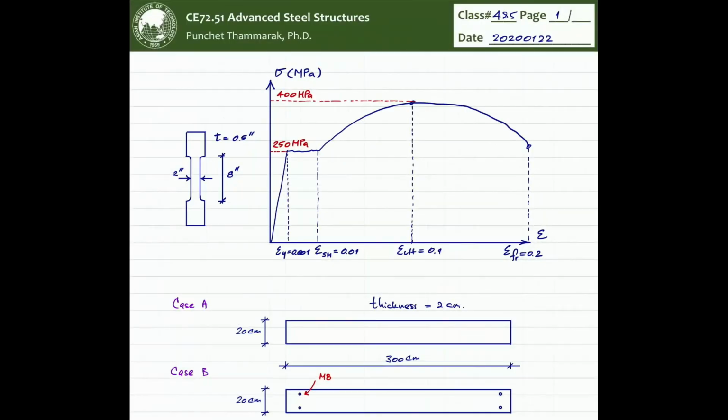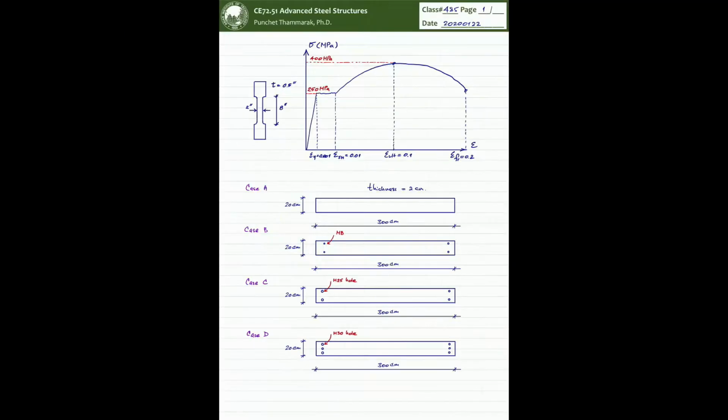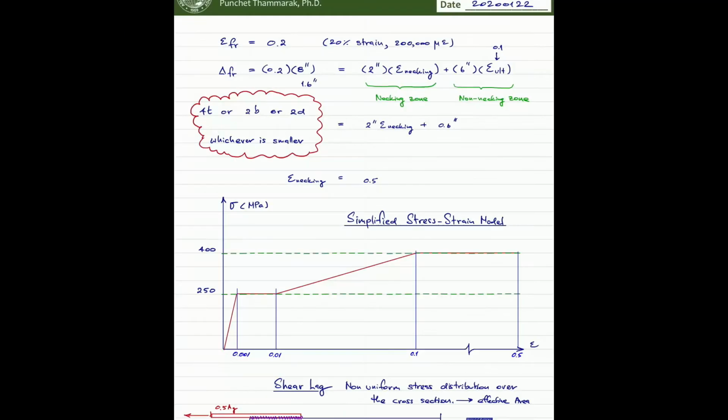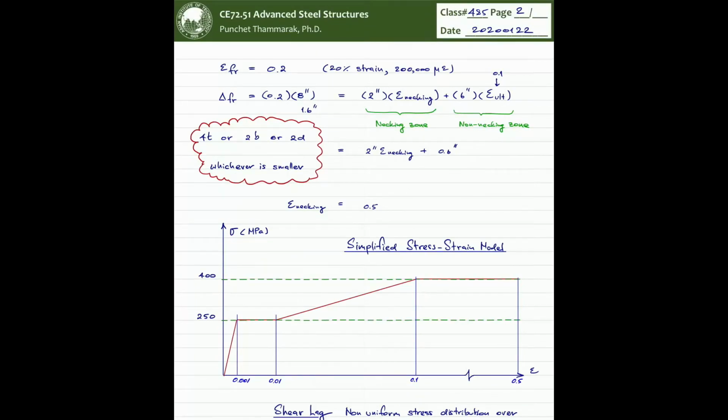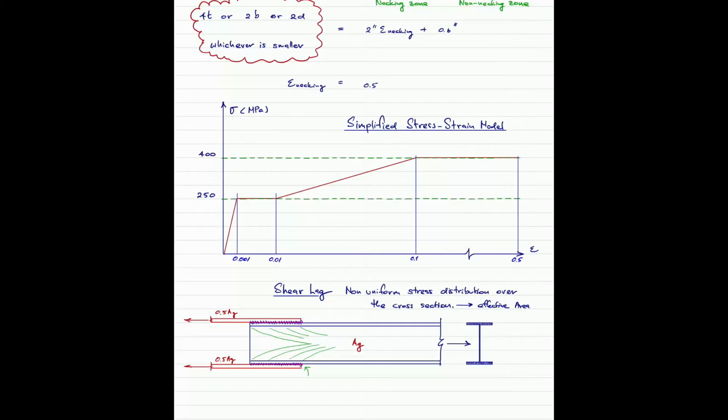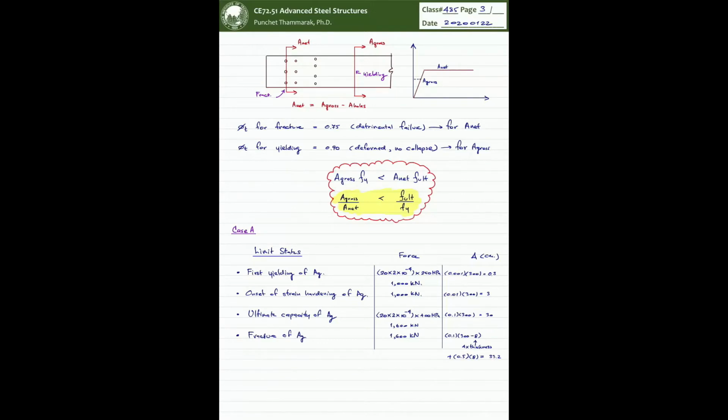So we started with the construction of the stress-strain model for this steel, where you know that the tension coupon is of the size 8 inches in length and 2 inches in width and 0.5 in thickness. So it's a flat bar tension coupon, and then you construct the stress-strain relationship accordingly, and this stress-strain relationship is used for the following calculation. So case A was done already.